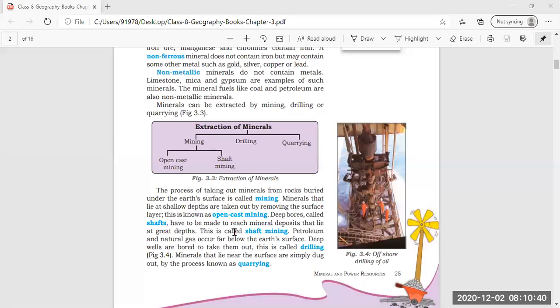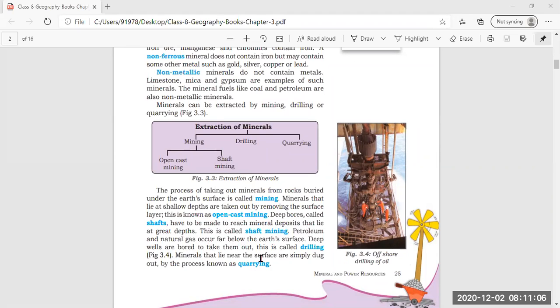We have seen that when the minerals are not so deep, they are just in the shallow area of the earth, then they can be taken out by the open cast mining method. Then if they are a little bit deep inside, then deep bores and holes can be dug to take out those minerals.